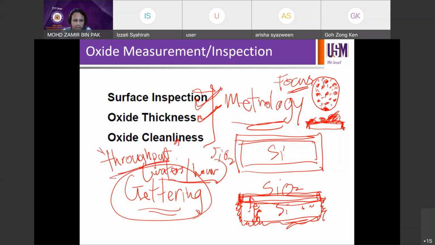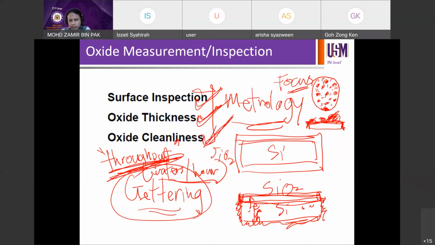Right? Manufacturing team, this is the bread and butter of manufacturing engineers. Right? Every day it's all about throughput. Kalau throughput drop, they have to justify why is it dropping. Equipment down, process shutdown, particle problem, all the stuff. Right? So oxide thickness, and finally oxide cleanliness.